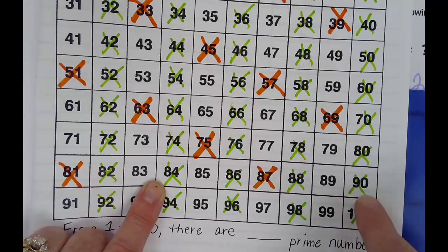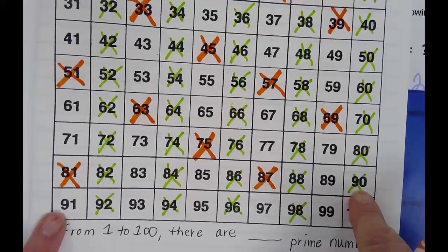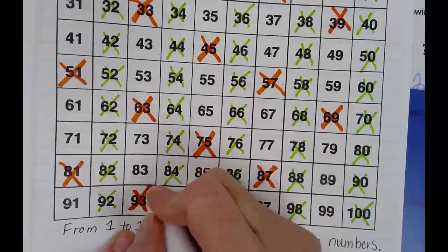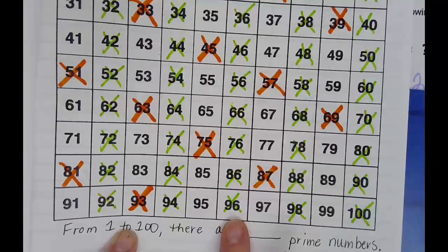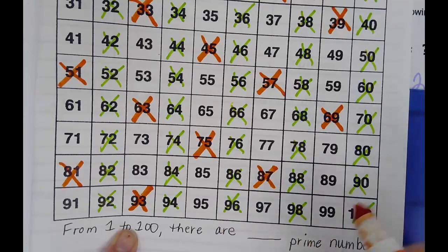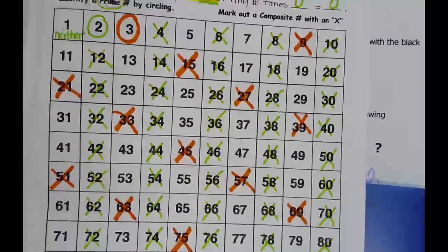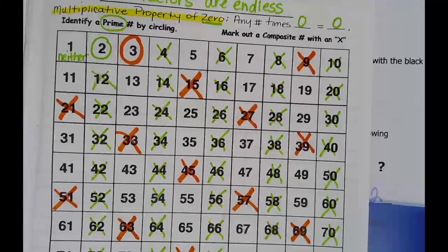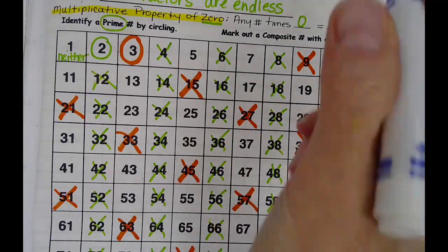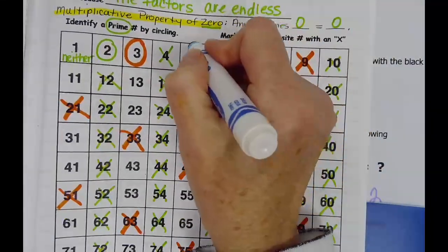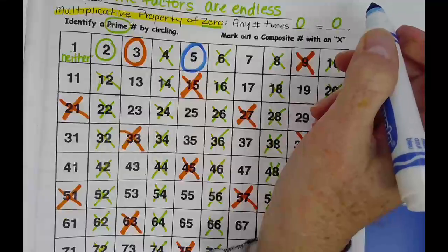After 87, 90. After 90, 93. After 93, 96, 99. So we are now to our next number. Okay, so what's the next number that's not marked out? Okay, it's 5. Prime or composite? It's prime. The only way to get 5 is 1 times 5.